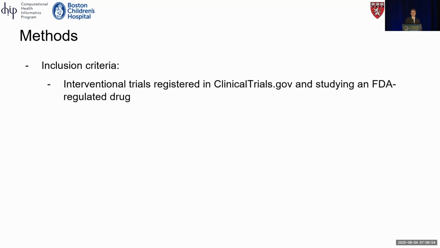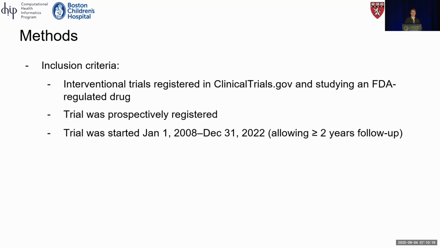So the trials that we chose to analyze with our model were interventional trials registered in ClinicalTrials.gov that were studying an FDA-regulated drug. It's also important that every trial was prospectively registered. So if a trial was registered after the registration deadline, then there's no record of the primary outcome before the trial started, so we can't make a comparison. And finally, we only looked at trials that started from 2008 to 2022 to allow for at least 2 years of follow-up.